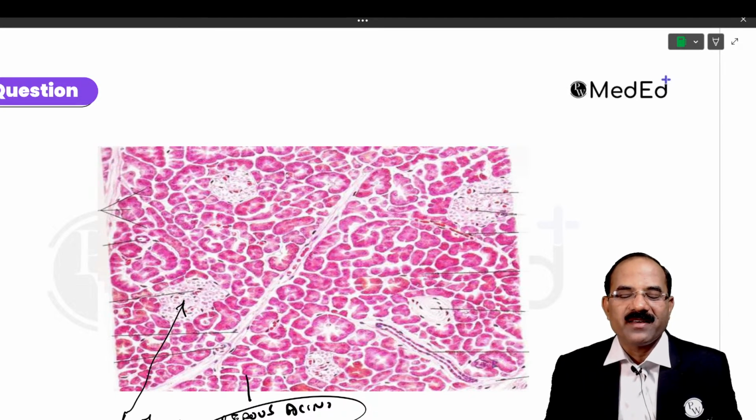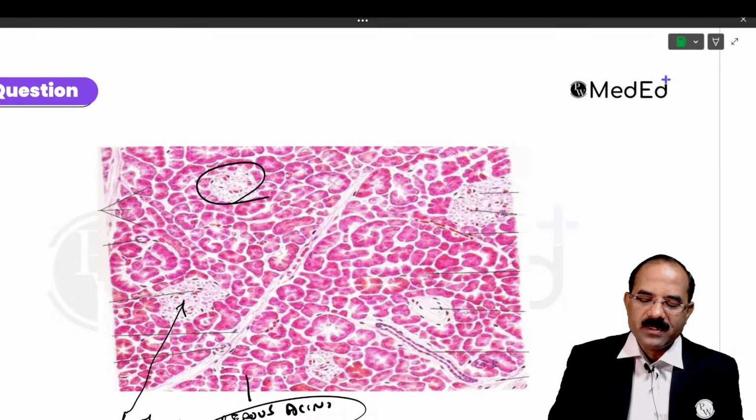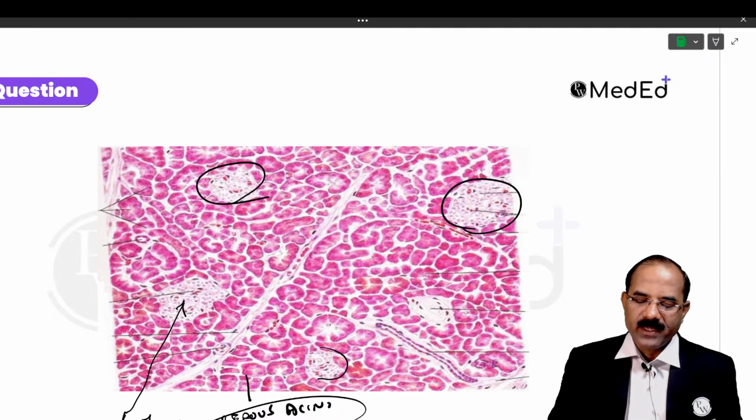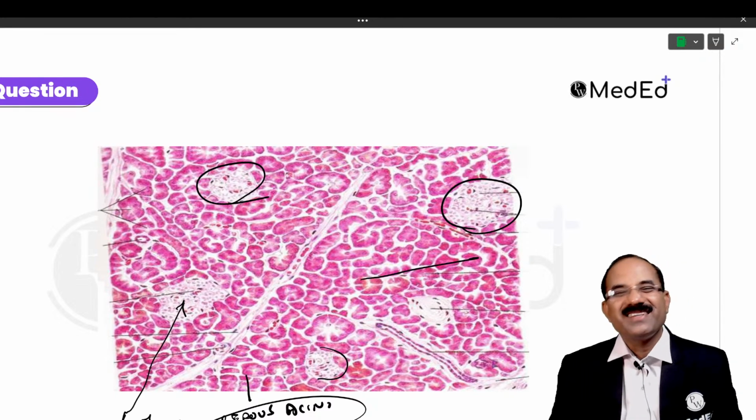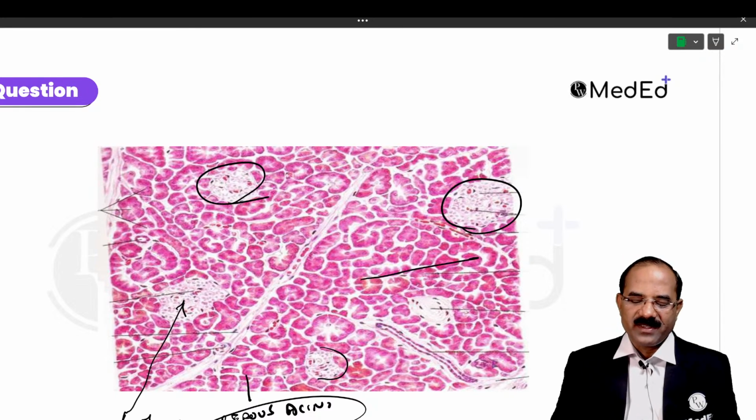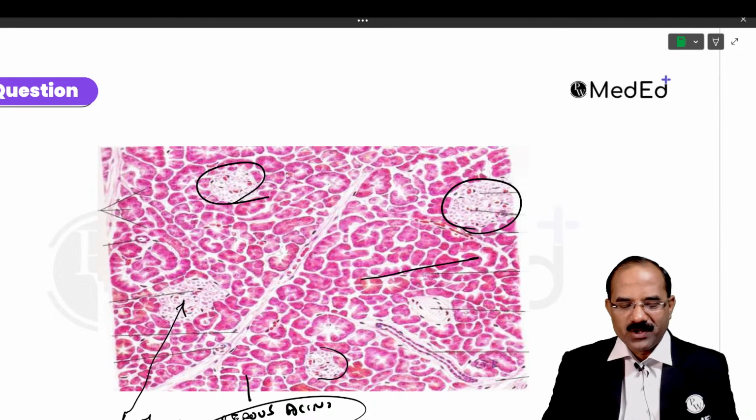This is pancreas. You can see these are the islets of Langerhans. And this exocrine part of the pancreas is serous salivary gland type, serous acinus. So this is a slide of pancreas. A very important MCQ. Come on children, come on.